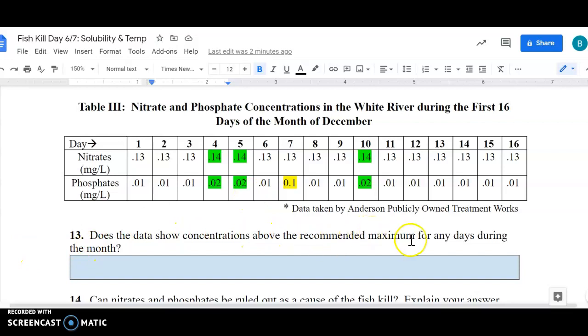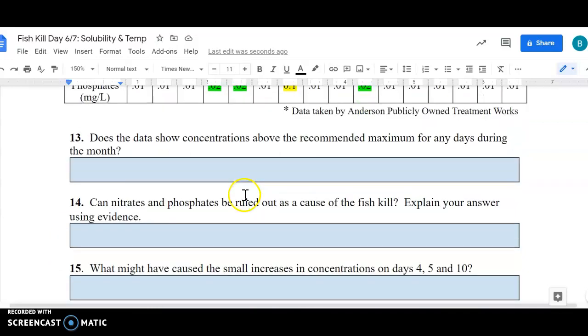Does the data show concentrations above the recommended maximum during the month? Your maximum is 10 milligrams per liter. These ones, 0.13, 0.13, 0.14, are these above 10 milligrams or below? For phosphates, they need to be above 0.10. Please look very carefully at these to see if any of them exceed the maximum. Does it go above or no?